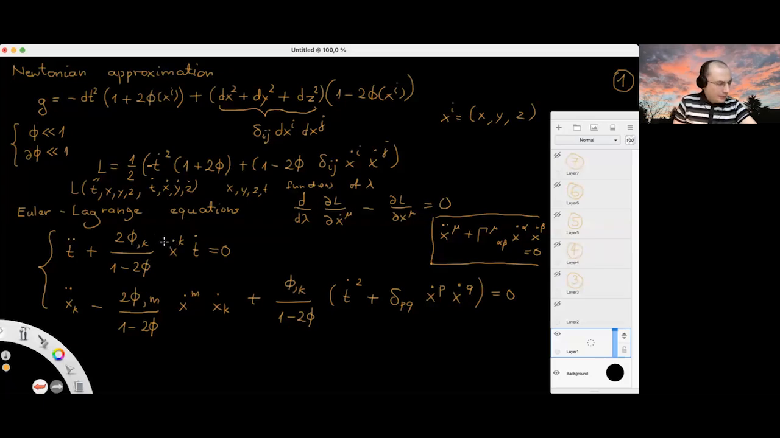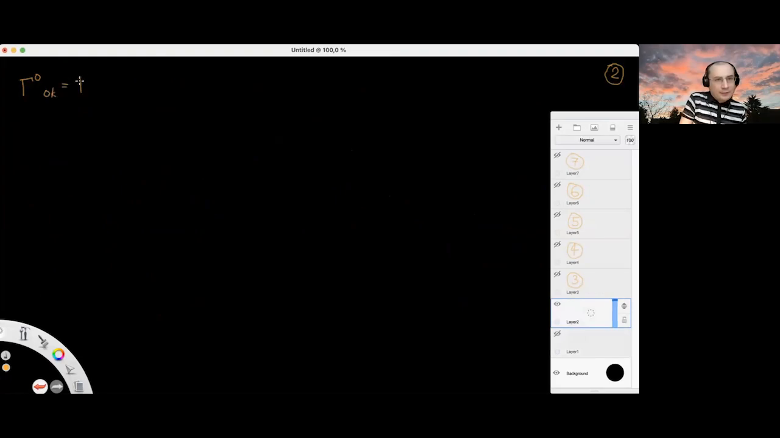An important point here, again, is to notice that there's this factor of two here, but it simply corresponds to the fact that the summation over here involves 0k and k0, x dot^0 x dot^k and x dot^k x dot^0, both of which are identical. So for different values of indices here, we've got a double summation, and hence the two. So for a single Christoffel symbol, which is what we are more interested in, gamma^0_0k, which is the same as gamma^0_k0, that's a single phi_k over 1 minus 2 phi. And all others vanish. So let's write them explicitly. Gamma^0_00 is equal to 0. Gamma^0_kl is equal to 0.